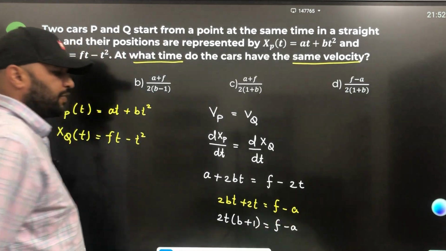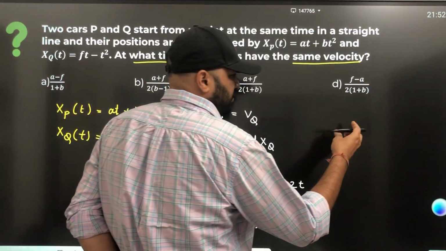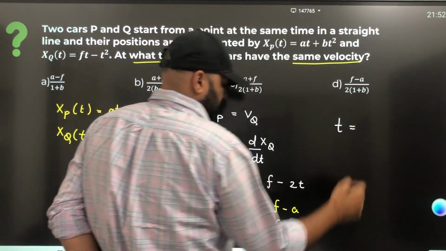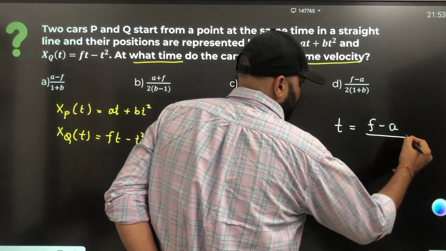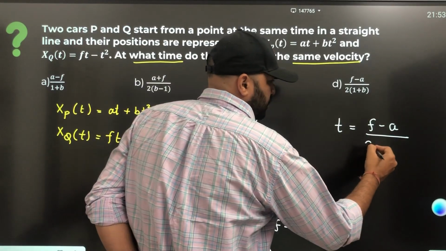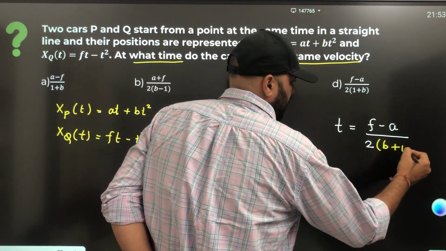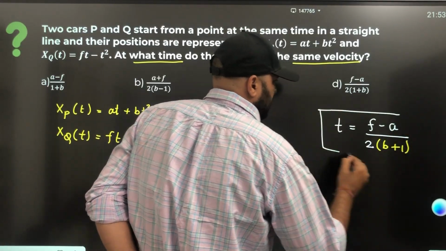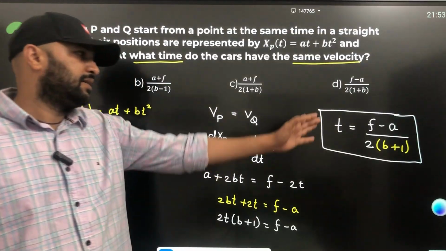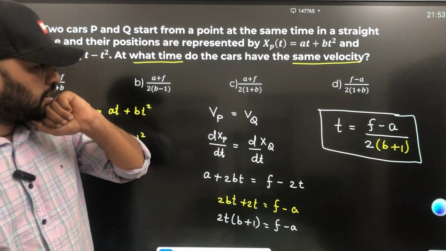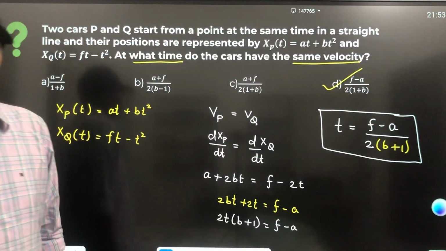I hope this is clear. Now let's take this 2 and b plus 1 to the right hand side. What we are left with is t equals (f minus a) whole divided by 2 times (b plus 1). I hope this is clear. This is our time when the velocity of both cars is the same. So which option is this? The correct option, it seems, is option D. I hope this is clear.